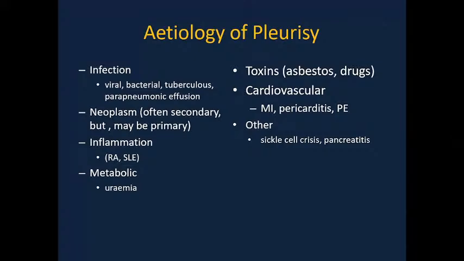Inflammation, we've already mentioned rheumatoid arthritis and SLE, and then metabolic conditions like uremia, toxins, especially drugs, and then cardiovascular disease as occurs in myocardial infarction, pericarditis, and pulmonary embolism, and also post open heart surgery. You can have a pleural effusion, and then other causes like sickle cell disease and pancreatitis.